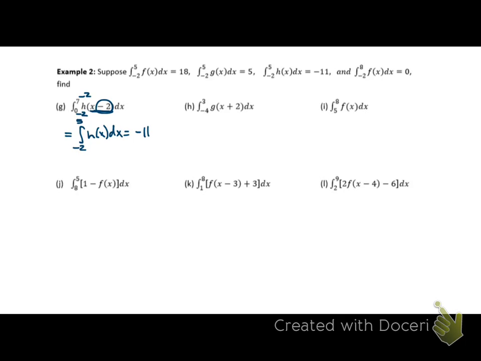That's it. We can do the same thing with this plus 2. We're going to add 2 to the top, add 2 to the bottom. So we get the integral from -2 to 5 of g of x dx, which we already know is 5.